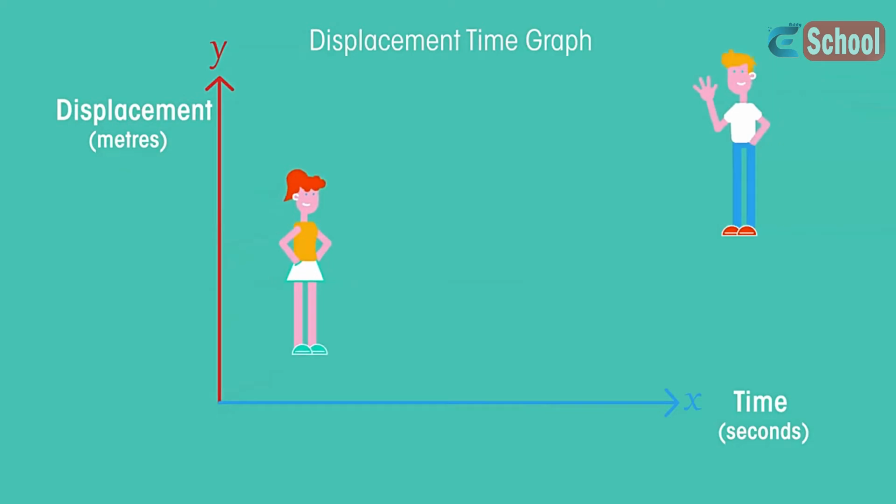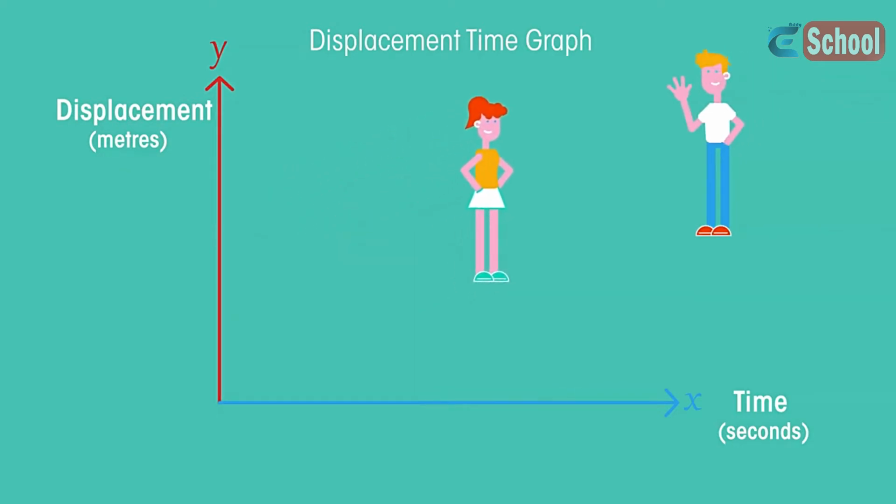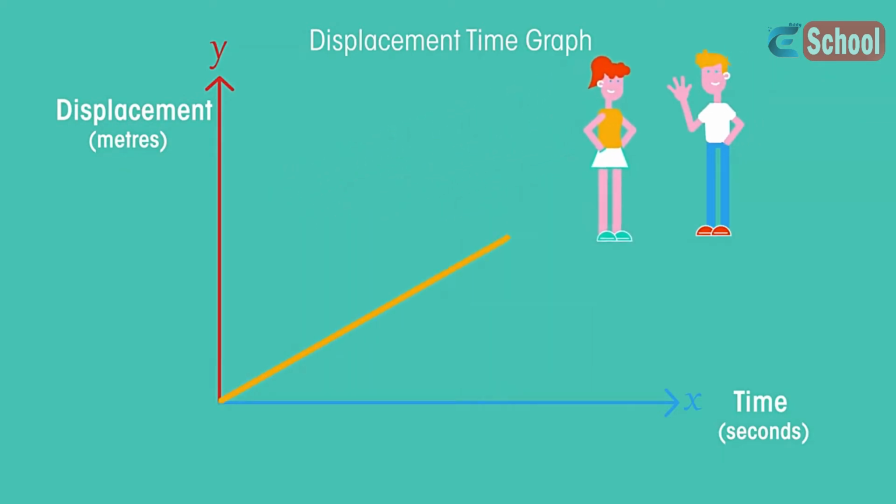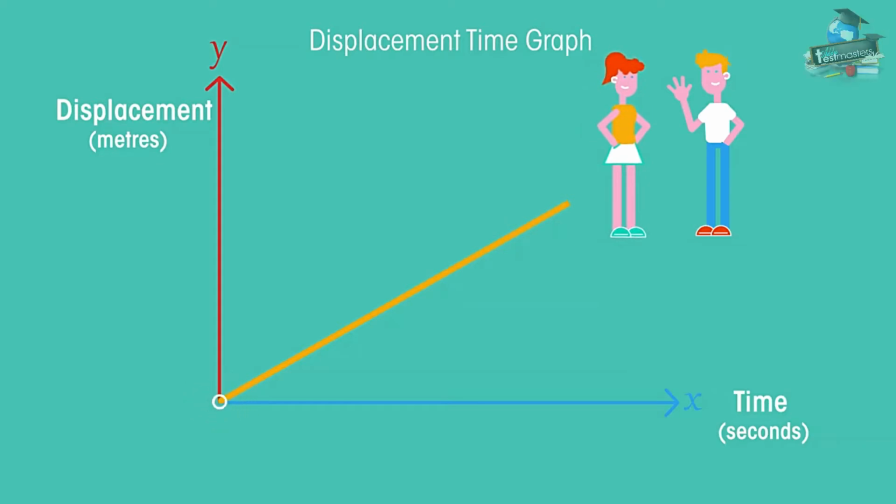Now let's add information to our displacement time graph. Alice starts walking to Bob's. Travelling at a constant speed, this will create a diagonal line from the origin. If she walks slower, the line will be less steep, having a smaller gradient, because in the same amount of time she will travel less distance. If she walks faster, the line will be steeper.